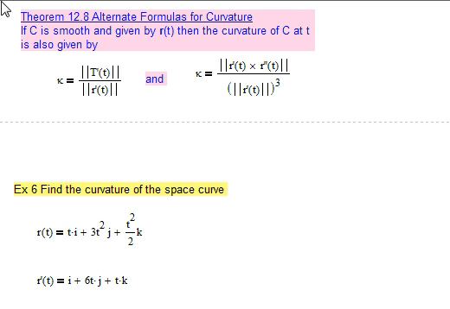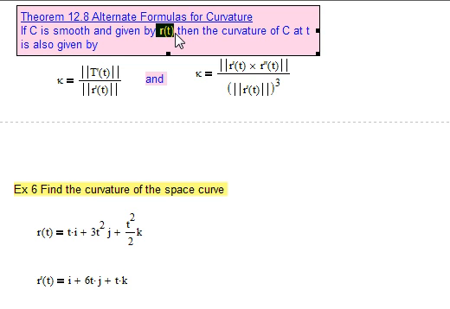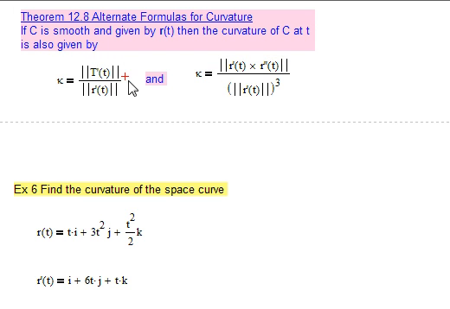Here are some alternate paths for finding curvature. Theorem 12.8: if C is a smooth curve given by a vector valued function r of t, then the curvature kappa of C at t is also given by kappa equals the length of T prime of t, that's the derivative of the unit tangent vector, divided by the length of r prime of t, the tangent vector.